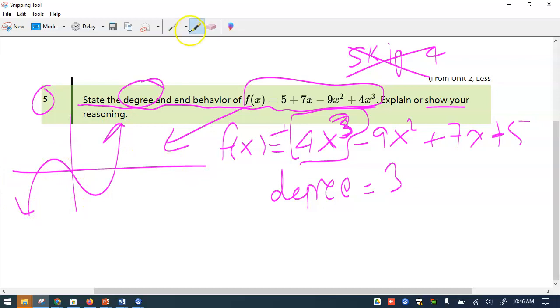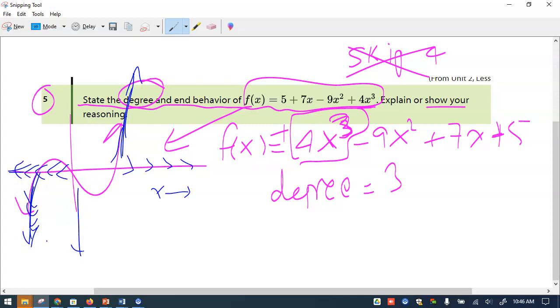And you can clearly see as x becomes larger and larger, as x becomes a very large positive number, the y value becomes a very large positive number. But if x becomes a very large negative number, then the output, the y values, become very large negative numbers. So that's all you're supposed to write. I want you to write in your own English words.